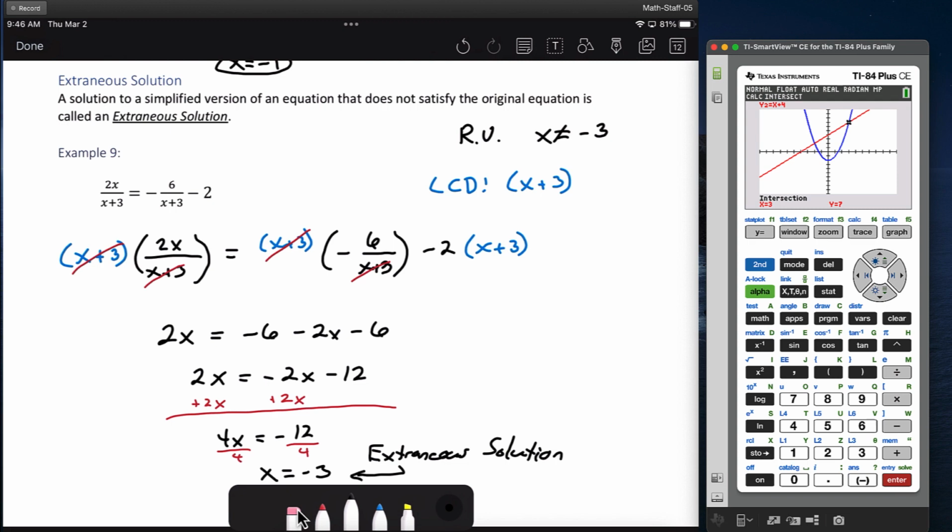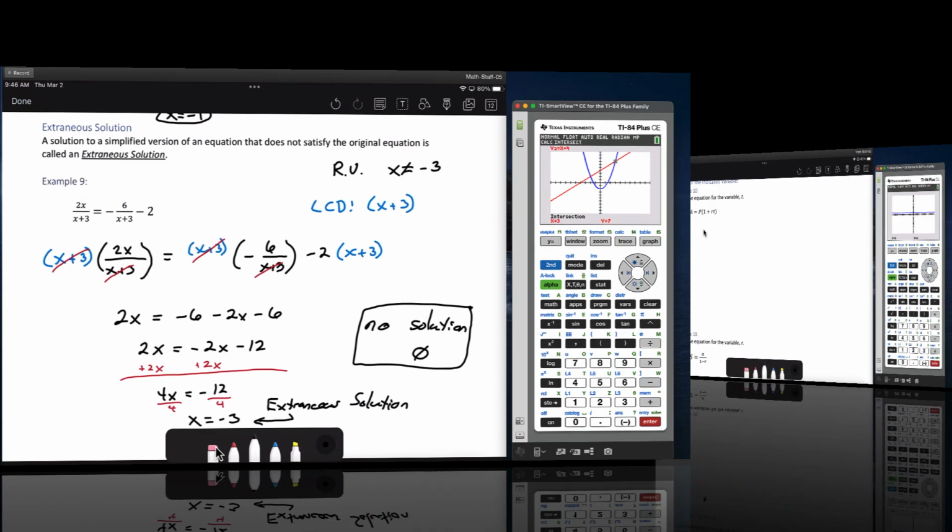The algebra says it works, but it actually doesn't because you get division by 0. So our answer here is no solution. There's no solution to this equation. The symbol we use for that, basically 0 with a line through it.